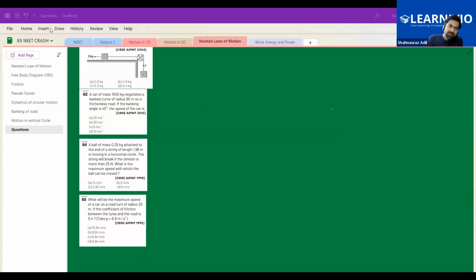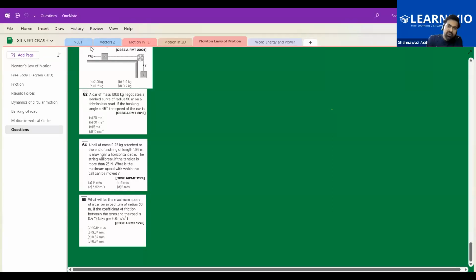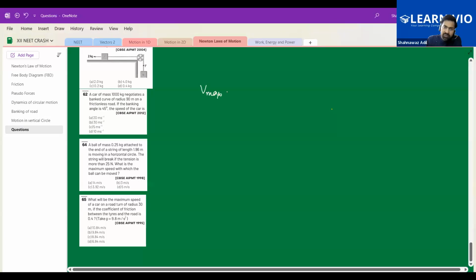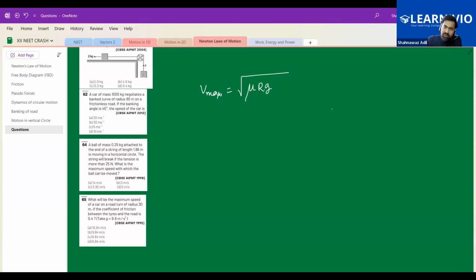Have any banking? If we don't have any banking, then what is the formula? So without the bank, V max is simply root of mu r g, right?